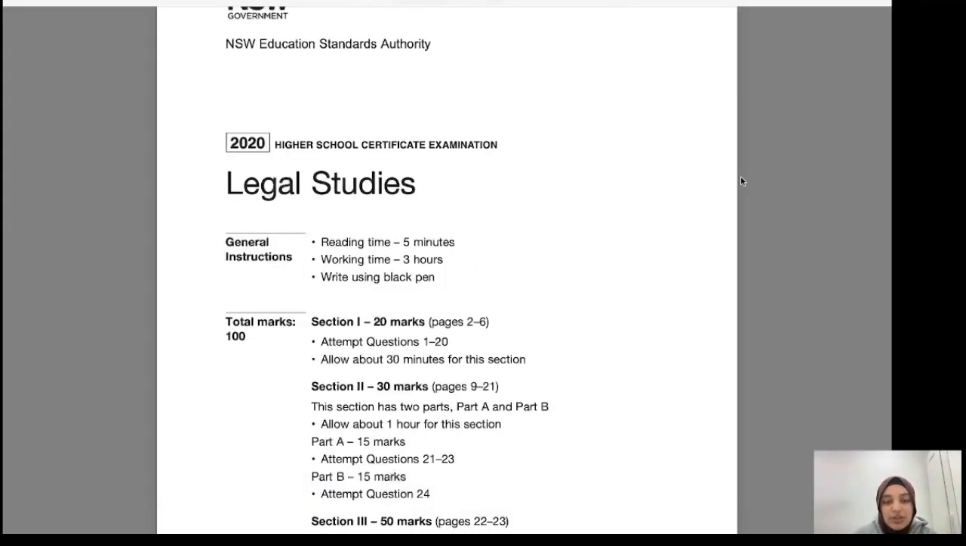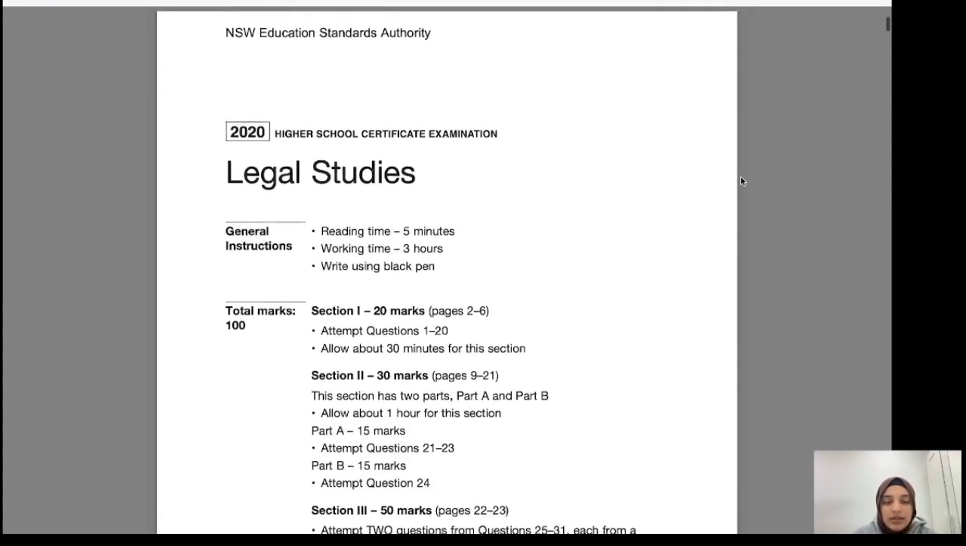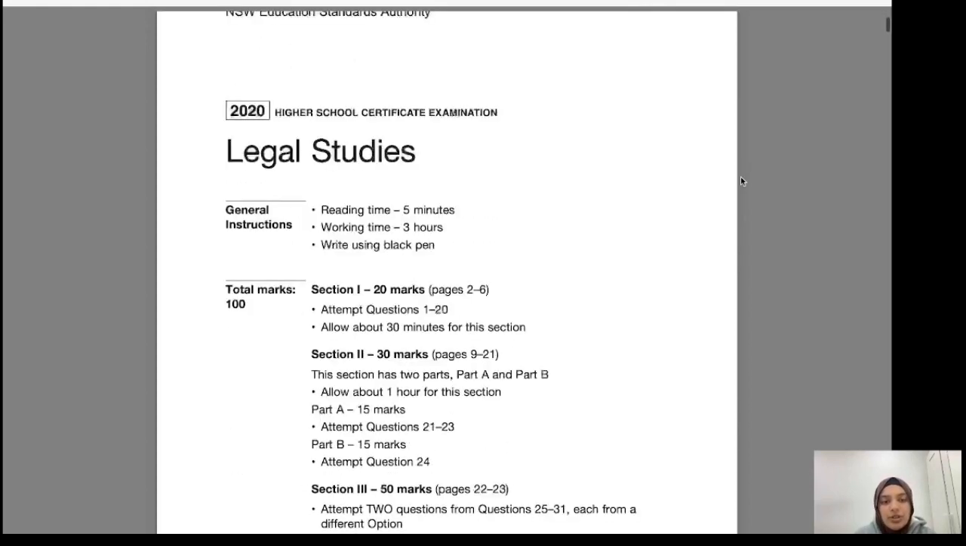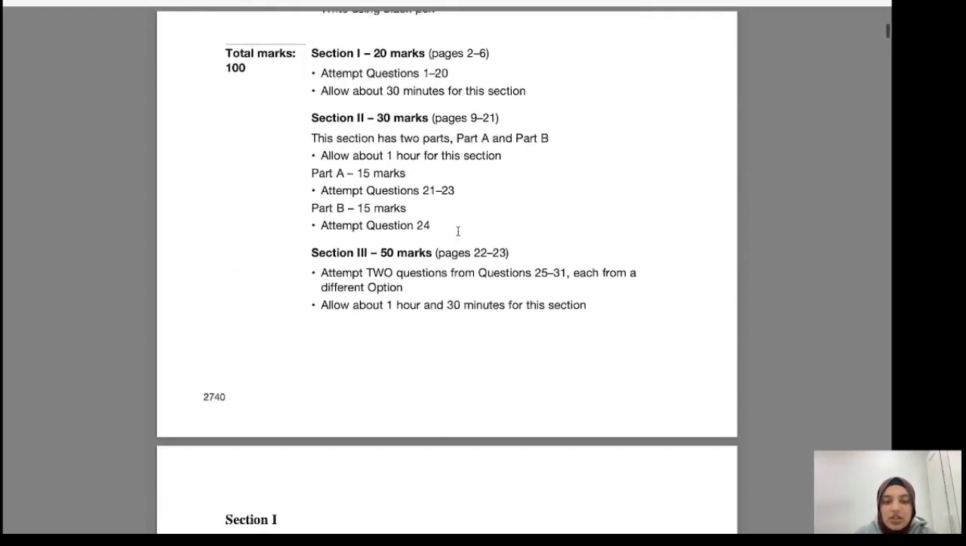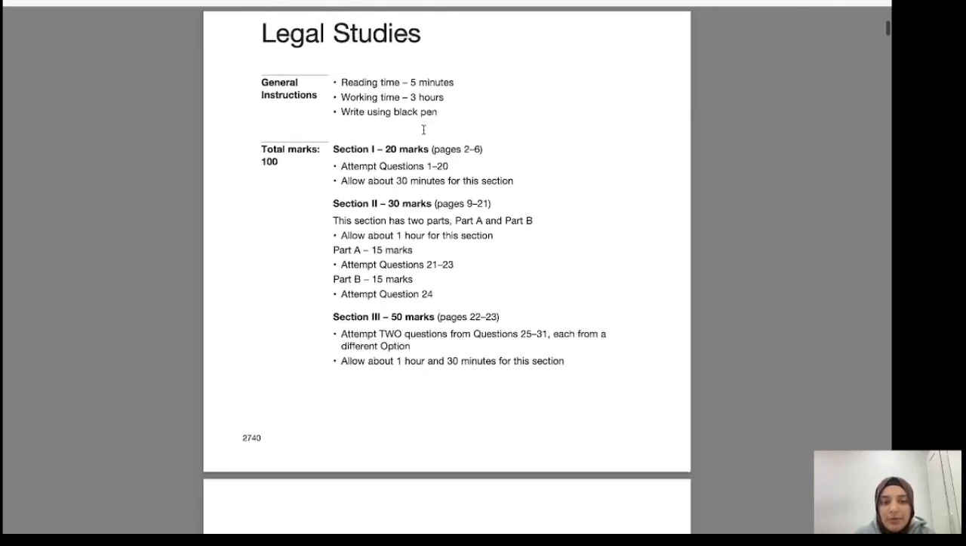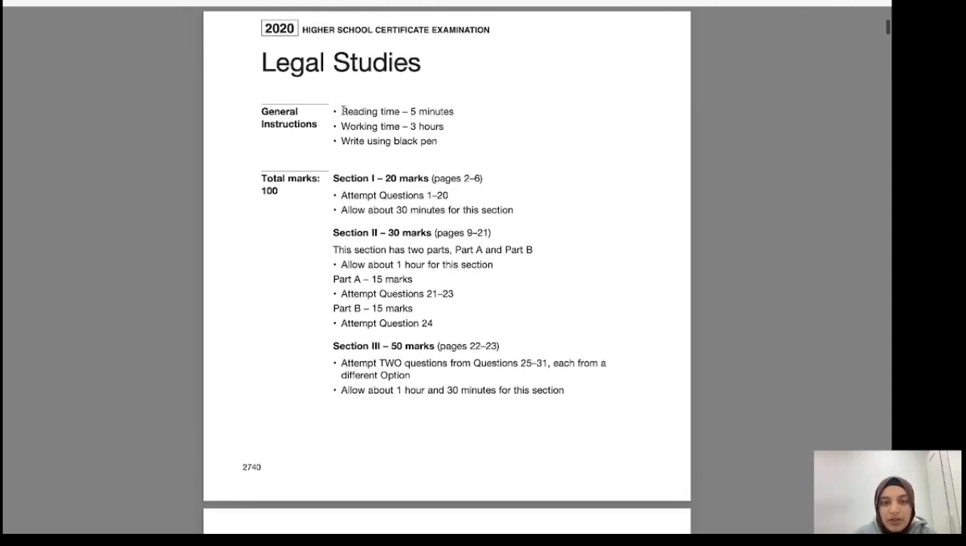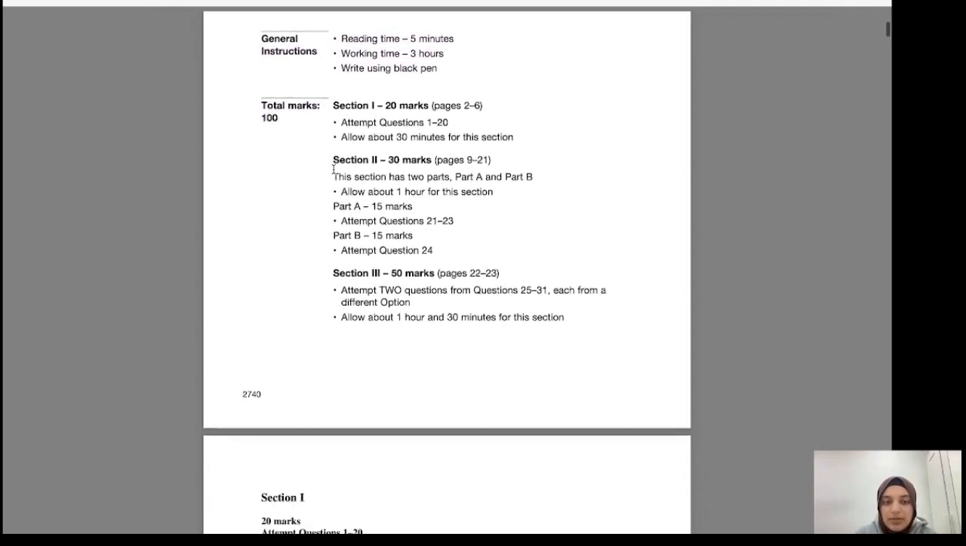Okay, everyone, so to finish off today's lecture, I thought I could pull up the 2020 Legal Studies HSC paper to show you the different sections, what they consist of, and then go from there. So you've got reading time of 5 minutes and then working time of 3 hours. Something important to note is that you've got the different sections.